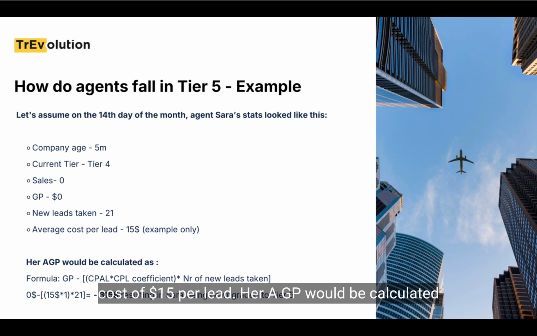Her AGP would be calculated based on the formula: gross profit minus cost per assigned lead, multiplied by the cost per lead coefficient, all multiplied by the number of new leads taken. And it will look like this: 0 minus 15, multiplied by 1, all multiplied by 21, which is equal to minus $315. As you may have understood already, we used CPL coefficient 1, as Sarah is a 5-month agent. If she were a newbie, we would use the corresponding coefficient of 0.5. Since the AGP is lower than minus $80, Sarah will be downgraded to Tier 5.